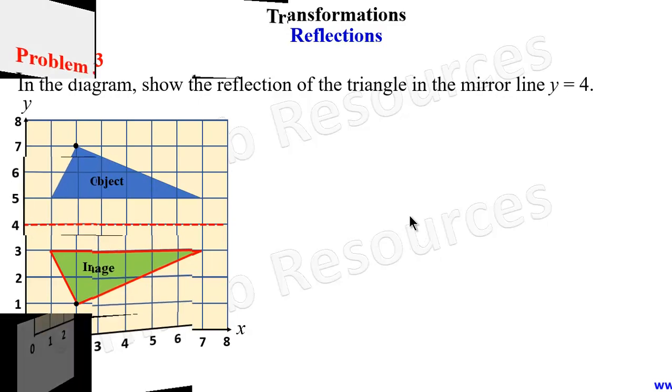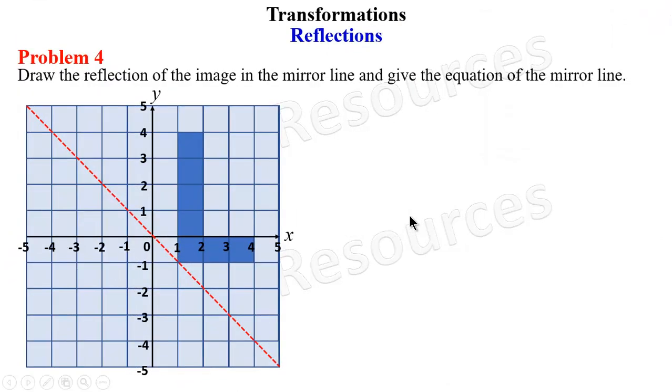We then go to problem 4. For problem 4, draw the reflection of the image in the mirror line and give the equation of the mirror line. Here, remember, we are flipping. If this is flipped, look at it. Along this line, if it is flipped, this base will become this, and this will be going this direction. So you can see that if it is flipped.